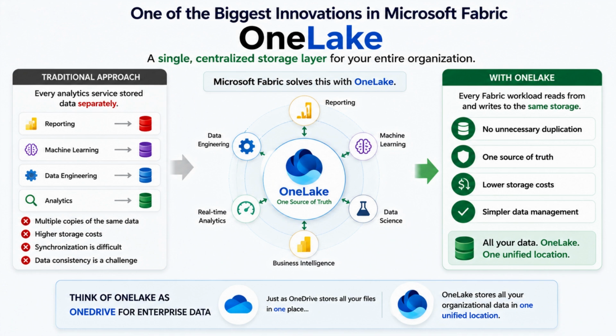OneLake is a single centralized storage layer for your entire organization. Every Fabric workload reads from and writes to the same storage. No unnecessary duplication. One source of truth, lower storage cost, simpler data management. Think of OneLake as your OneDrive for enterprise data. Just as OneDrive stores all your files in one place, OneLake stores all your organizational data in one unified location.